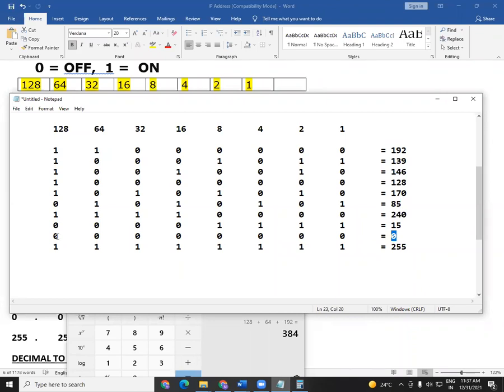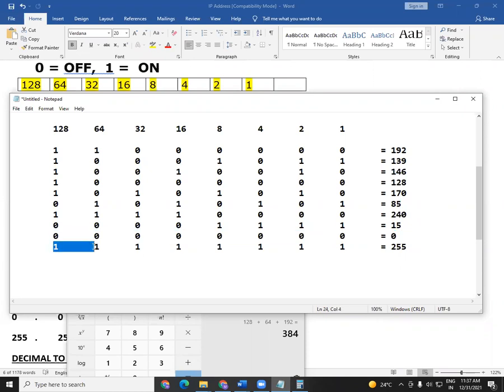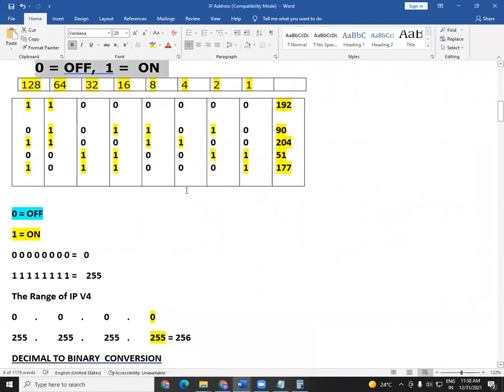I repeat, the least value that we will get here is 0 and the maximum value that we will get here is 255. If you take all the bits as zeros, then obviously the decimal will be 0. There is no bit that is on here, right? So every bit we ignore, so it will be 0. And in the last combination, all the bits are ones. So that means we need to add 128 plus 64 plus 32 plus 16 plus 8 plus 4 plus 2 plus 1. Then it will be 255. So 0 till 255. Now let us see a very big thing.